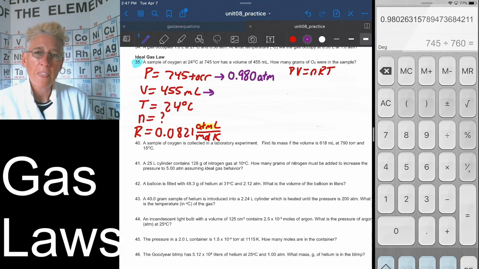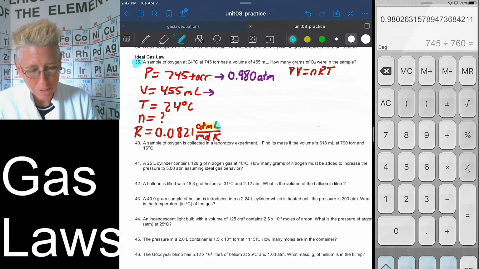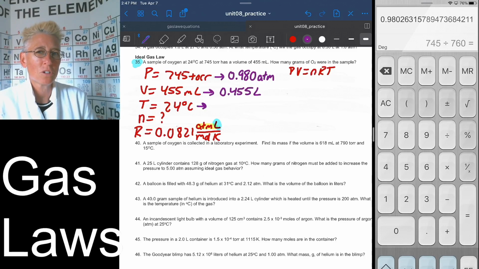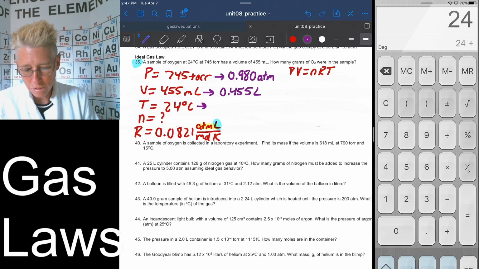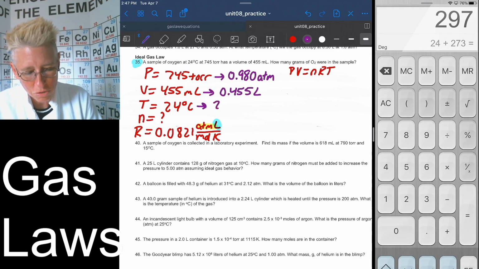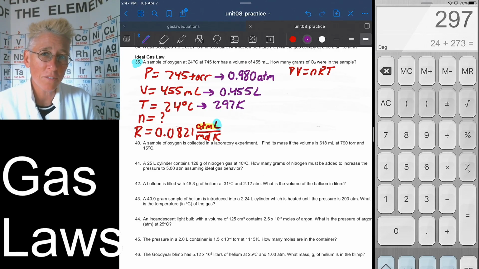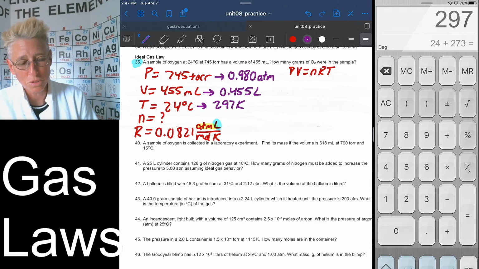So that's my pressure. In the ideal gas law, that R value is for liters, not milliliters, so I do need to have my volume as 0.455 liters before I put it into the equation. And just like previously, I need my temperature in Kelvin from Celsius. So I'm going to take my 24 plus 273, and I have 297 Kelvin. Okay, so I have everything but n. I'm going to be solving for n, and then I can convert moles to grams.